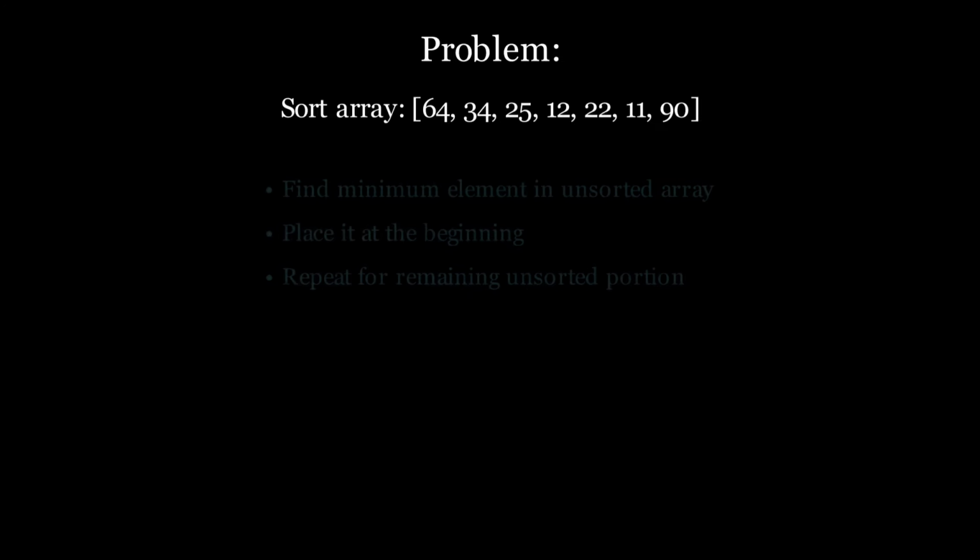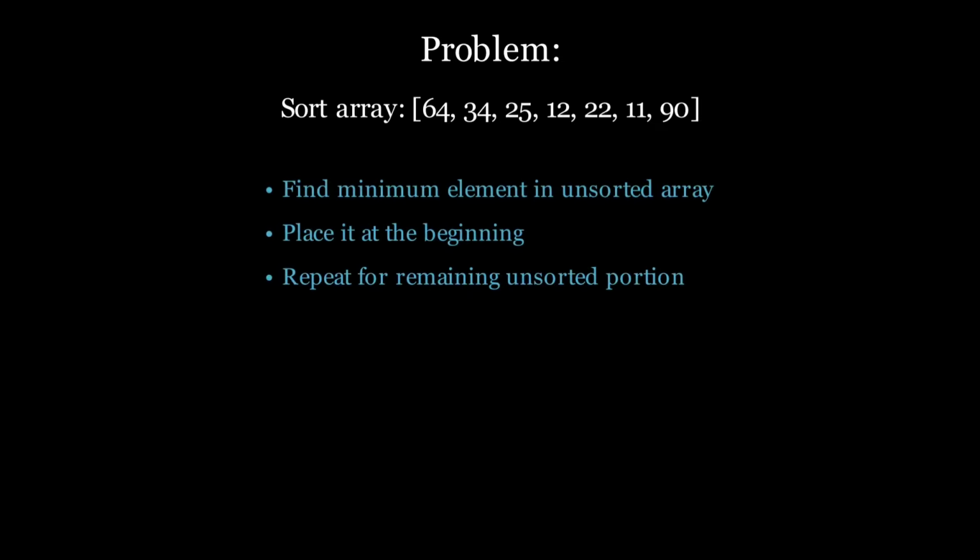So let's consider a practical example. We have an array of numbers. Our objective is to sort this array in ascending order. Understanding how we can achieve this is crucial to mastering sorting algorithms. The strategy for selection sort is straightforward. First, identify the minimum element within the unsorted section of the array. Second, move this element to the beginning of the sorted portion. And finally, repeat the process until the entire array is sorted.